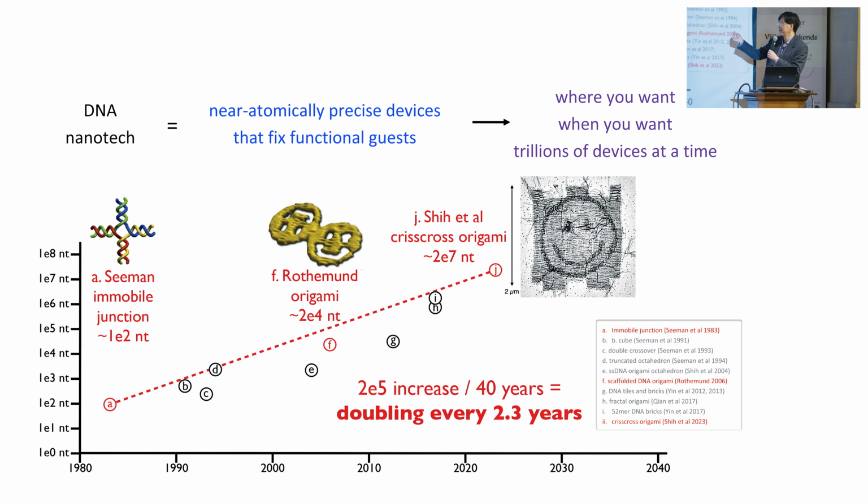Shown here is a plot with time, the year, on the x-axis, and on the y-axis is achievable complexity measured in number of uniquely addressable nucleotides. And over a 40-year span, it's vaguely reminiscent of Moore's law, with an effective doubling time of between 2 and 3 years. But in my view, there really have been 3 punctuated great leaps forward in this timeline.